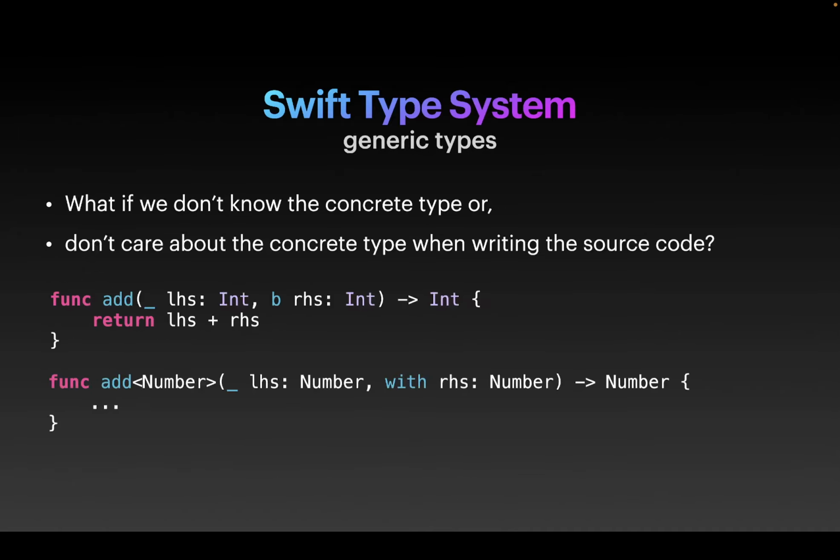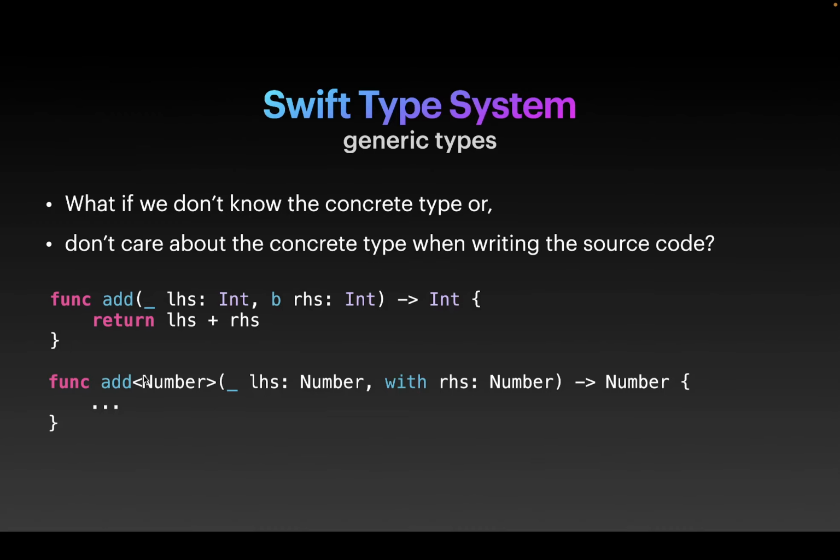So what if, when we define our function, for example the add function, we don't want to just add integers? We want an add function that can add anything. But we don't know the concrete type while writing the code. How are we supposed to do that? Again, we use generic types.